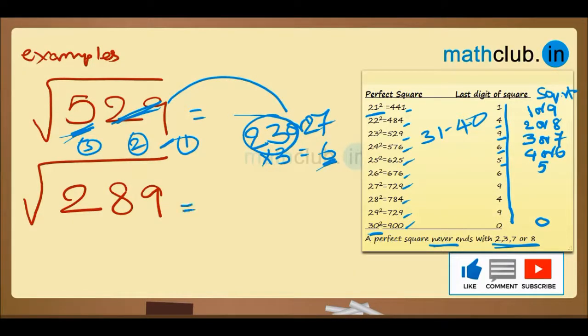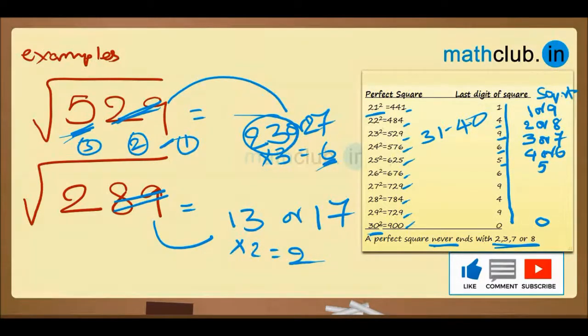Here I have got 289, so again the answer should end with 3 or 7. Cancel the last 2 digits, that's the second step. 2 is left, the highest square just less than 2 is 1, so 13 or 17 is the answer. Now I need to multiply 1 with 2, so I got 2. Because it is equal to the remaining part, we just need to take the higher value, that is 17 is the answer.